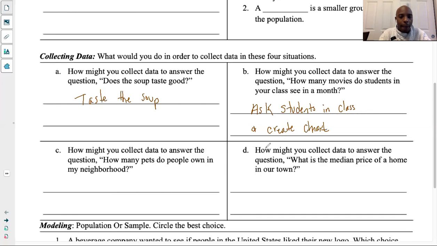Okay. How might you collect the data in this situation? For this question, how many pets do people own in my neighborhood? Right? So not in my school. I mean, you could use school as a valuable resource to get the people that are in your neighborhood. But how many pets do people own in my neighborhood? How would you collect the data for that?